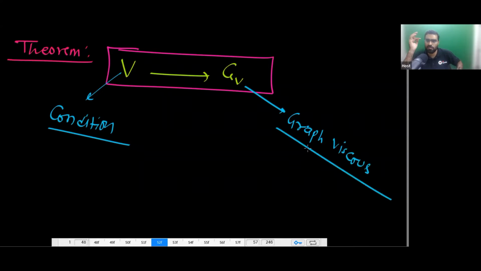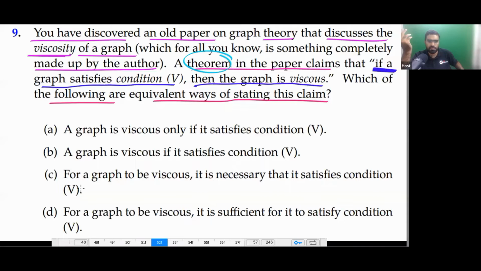Okay, then the graph is viscous. Now, what can you say from this? I can say if condition V is satisfied, then the graph is viscous. Is this condition V necessary or sufficient for the graph to be viscous? This is sufficient, right? So I can say condition V is sufficient for the graph to be viscous.